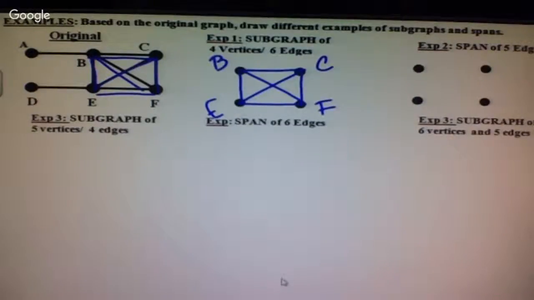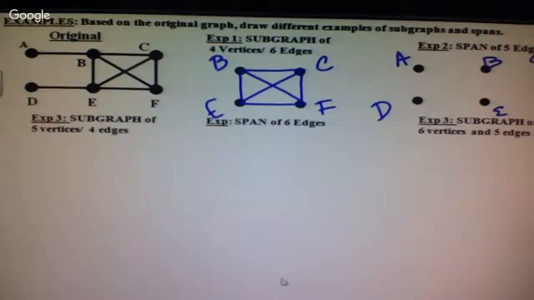Okay, example number 2 on the right. A span. Anytime you see the word span, you automatically have to use every dot in this picture. So this is A, B, C, D, E, and F. A span says use all 6 dots, and then they want me to connect these 6 dots using 5 edges from my original picture.